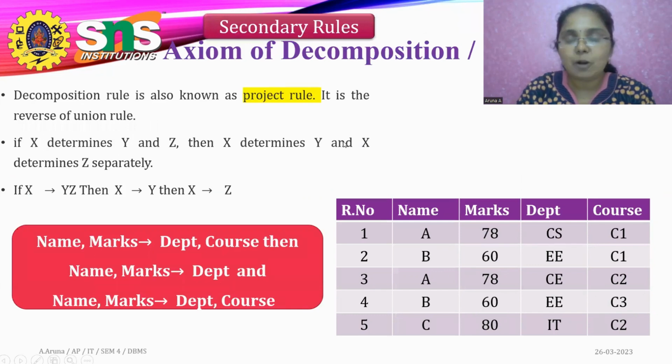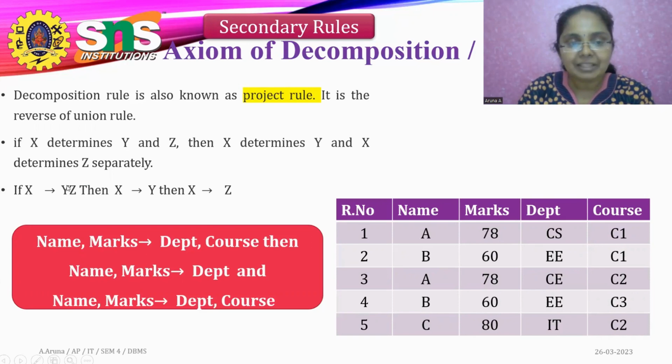The next one is decomposition, or splitting. It is the reverse of the union operation. In union, we are joining the two right-side components. Here we are splitting the right-side component. The axiom of decomposition is also called splitting or the project rule. For example, if X determines Y and Z, then X can determine Y and also X can determine Z. This type we can call decomposition.